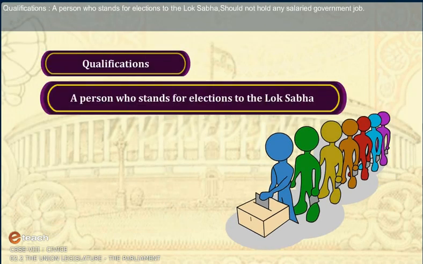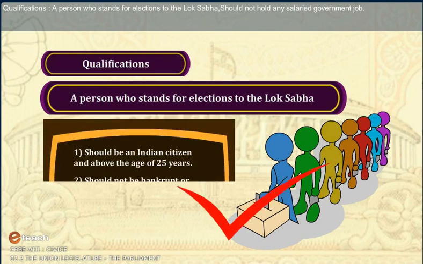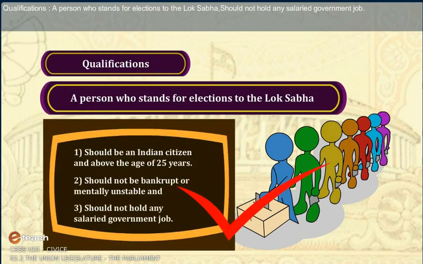Qualifications. A person who stands for election to the Lok Sabha should be an Indian citizen and above the age of 25 years, should not be bankrupt or mentally unstable, and should not hold any salaried government job.